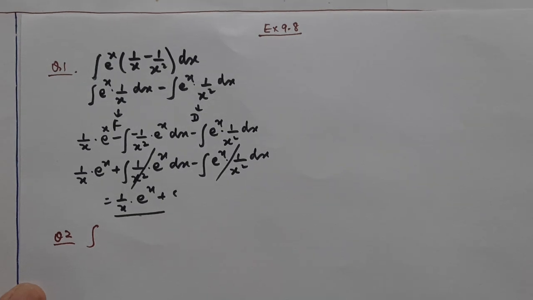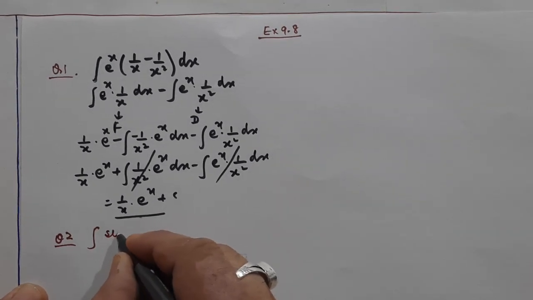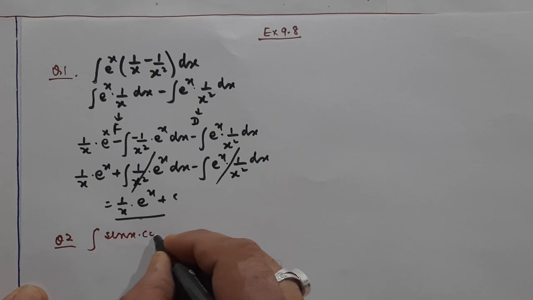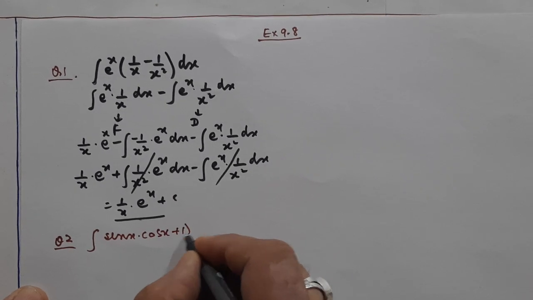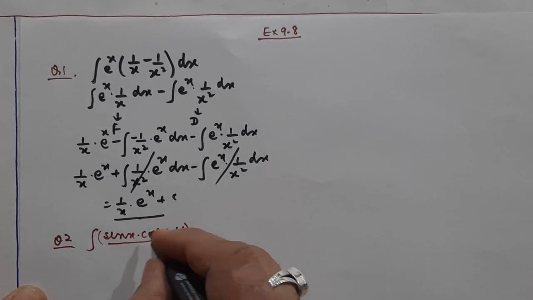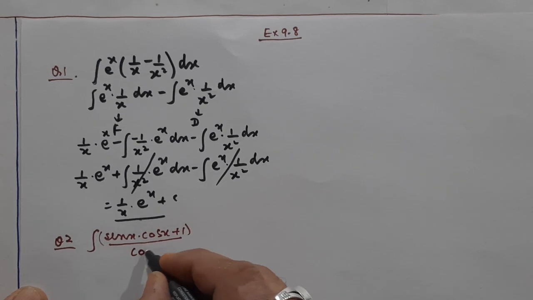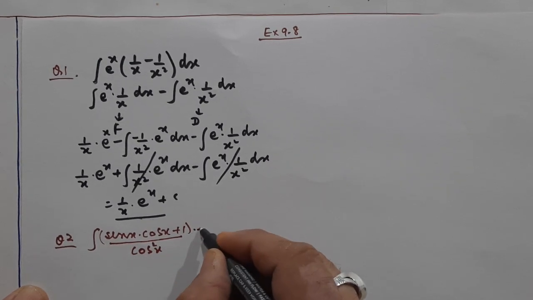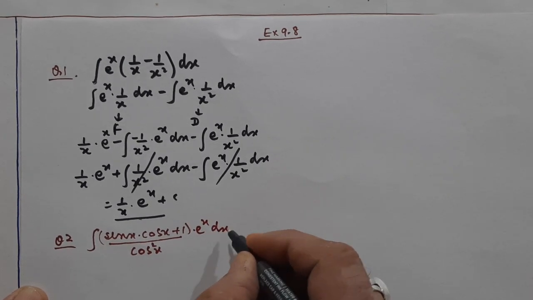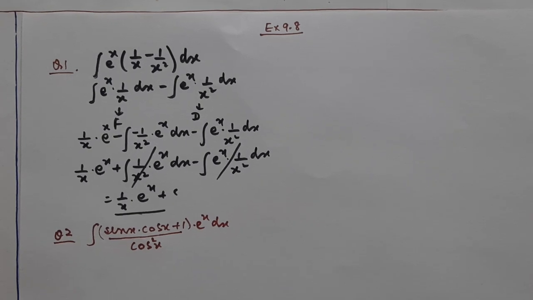Question is integral of (sin x into cos x plus 1) upon cos square x into e power x dx. Now let us see this question.